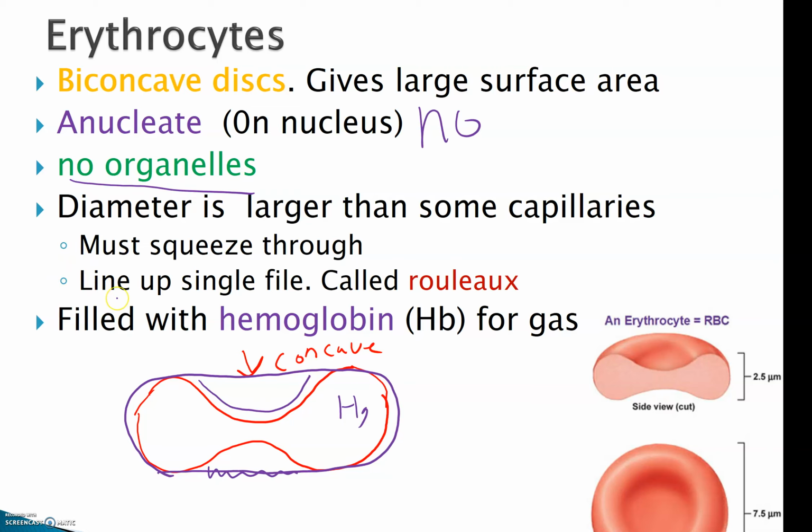Now, they must line up through the smallest capillary. This lining up is called rouleaux. I like saying Rolex like the expensive Swiss watch, but it's rouleaux. And again, they're just filled with hemoglobin for gas exchange.